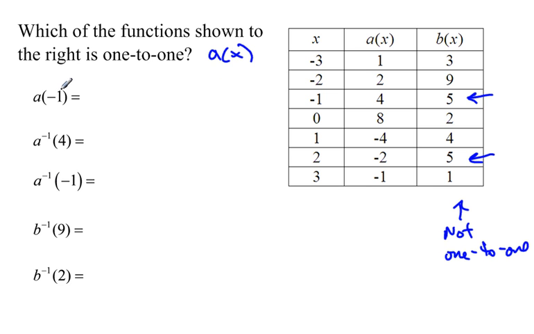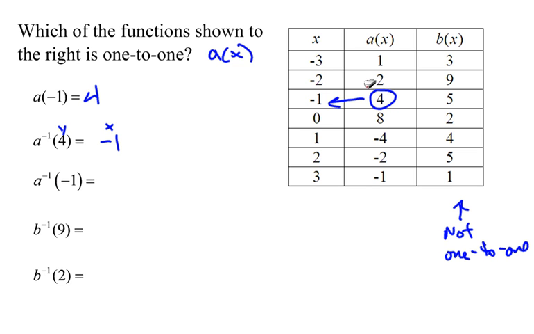All right, so now we're going to go through these values from a table and figure out what they are. So first, a of -1. We've done this before. We plug in -1 and our answer is 4. Now what we're going to do is go backwards. When we do a inverse of 4, the input is our y value. So we're going to go in the a column, find the 4, and our answer is now going to be an x. Because when we do inverse, our input is the y and our output is the x.